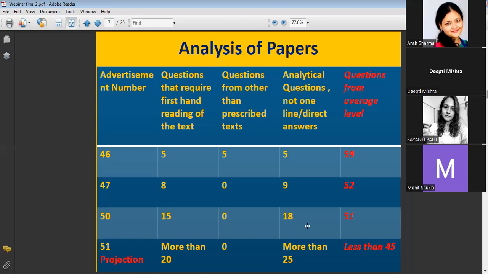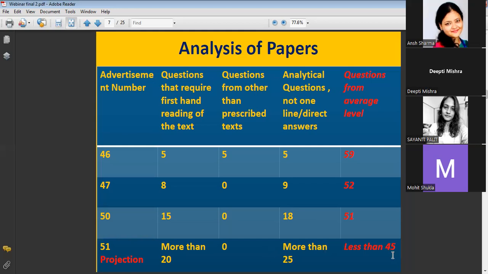We talked about it yesterday. I highlighted that. And you can very clearly see that the professors followed the guideline of setting up the question paper. So they kept it to the minimum in 46 and 47, but then jumped in 50. And if the trend continues, and I see no reason why the trend will not continue, and I also see a reason for us believing in the trend continuing, we'll talk about that a little bit later. So more than 25 questions will be analytical questions, not one line or direct answer questions. So these 2 points, I hope you have understood. If there is any problem in that, do tell me.